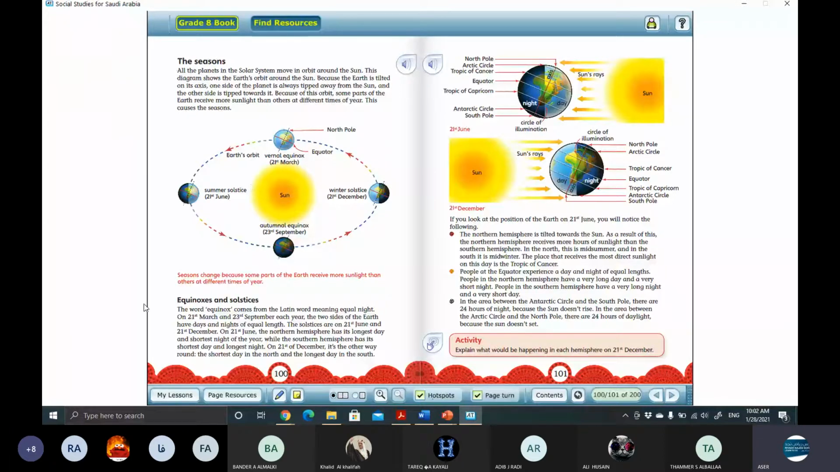And the equinoxes and solstices happen because of this unequal orbit, and also because the Earth is tilted on its axis. On some specific days, the 21st of March and the 23rd of September each year, the two sides of our planet Earth have days and nights of equal length, so you have a 12 hour day and 12 hour night only on those days. And on the 21st of December and the 21st of June, one hemisphere will have the longest day and the shortest night, and the other hemisphere will have the opposite.